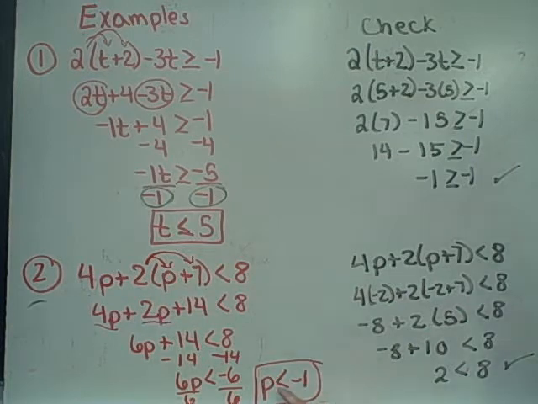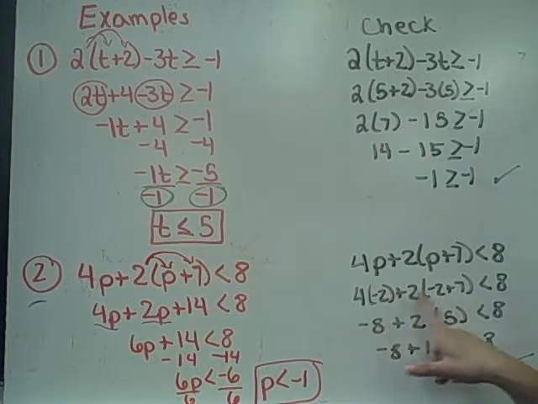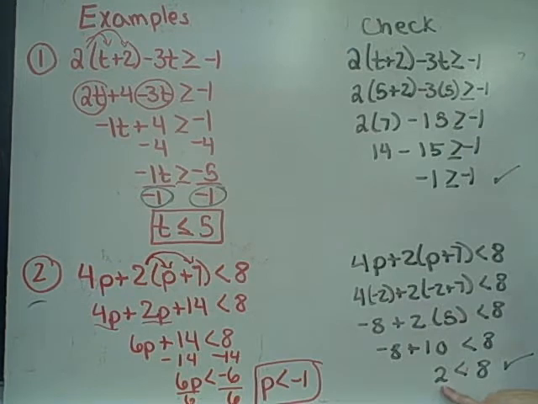Because p is less than negative 1, p cannot be negative 1. So we cannot plug negative 1 into our check. We have to plug in a number less than negative 1, and the first number less than negative 1 is negative 2. So we plug in negative 2 for p instead. If we were to do that, we would get 2 being less than 8. That is a true statement, so it checks, it works.